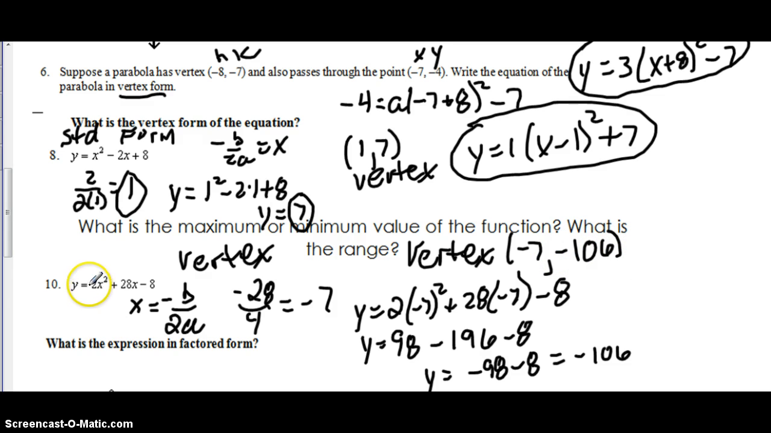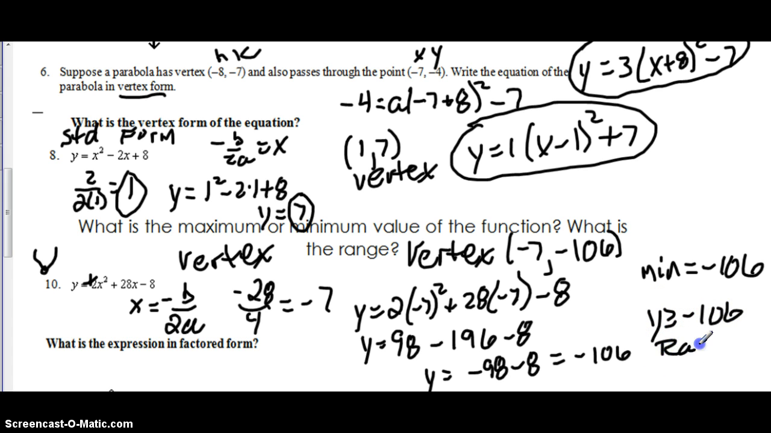And since this is a positive function, that means it's going to be concave up. We're going to be looking at a vertex down here, so we're going to be finding a minimum. And our minimum is going to be, again, our y value. And the range, well, it can go no lower than negative 106. So y has to be greater than or equal to negative 106. And that's our range.